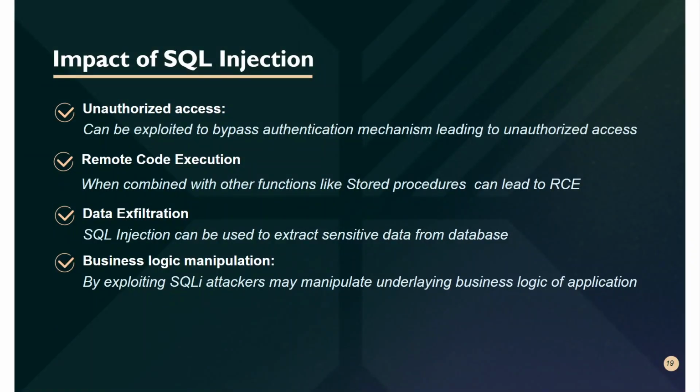Now that we properly understand the different types of SQL injection and how they can simply be exploited, let's discuss the impact of SQL injection. The first and the most common impact of an SQL injection is unauthorized access. SQL injection can be exploited to bypass authentication mechanisms, leading to unauthorized access to data. And this can go against the CIA triad, which is the availability of data, the integrity of data, and the confidentiality of data within the database.